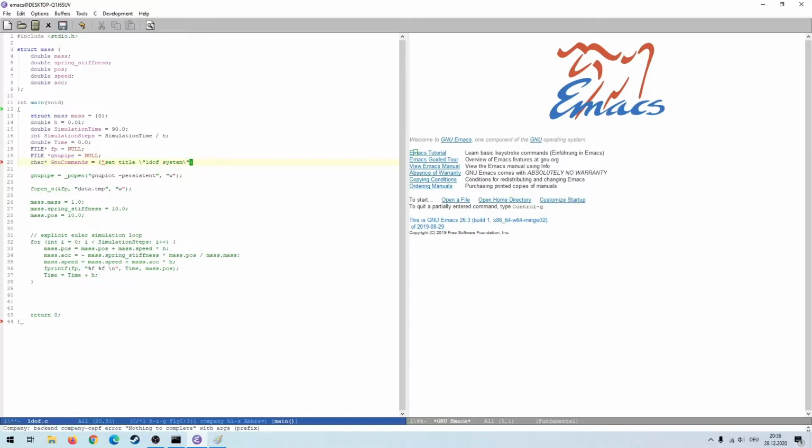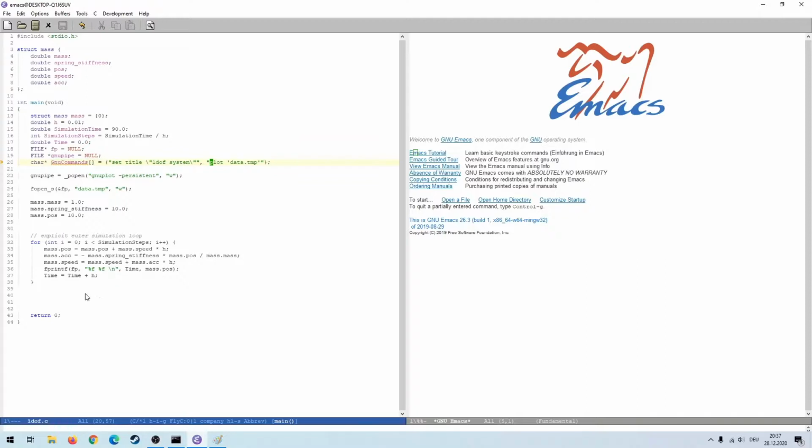No, that's wrong. There we go. And we are going to tell it to plot our data.temp file. Like this. And I did make a small mistake. Of course, I need an array. Yep, there we go. So now that we have our pipe, we have our commands.